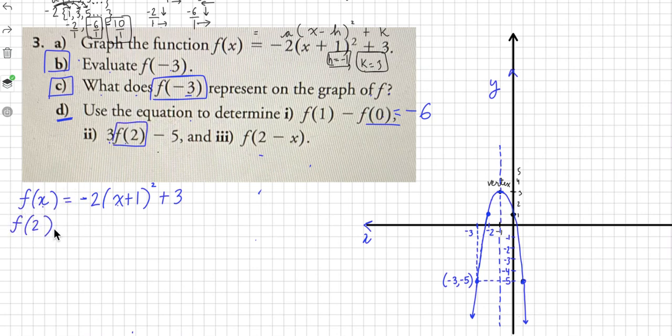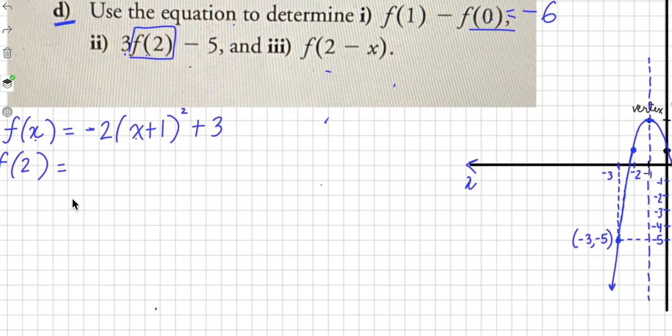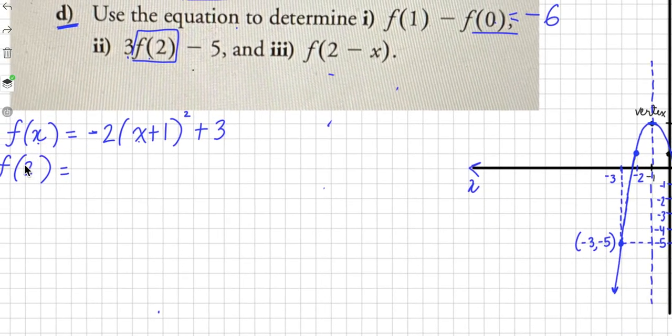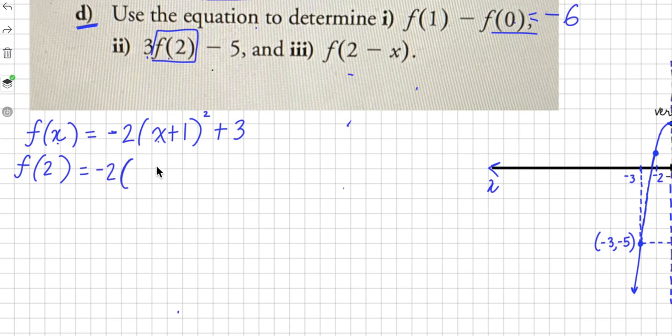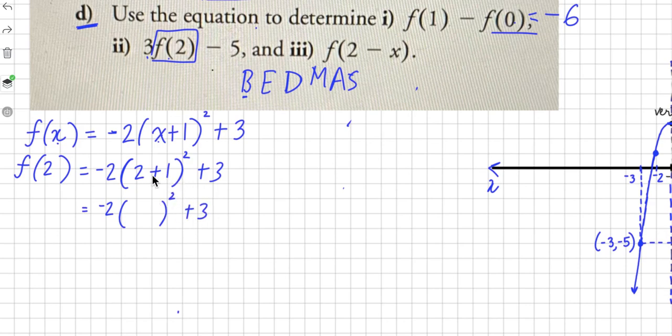F of 2. So the x is going to be replaced by 2. Wherever you see the x, it's going to be 2. So it's negative 2 brackets, x will be 2, plus 1 squared plus 3. To simplify this, we have to use BIDMAS. B first, that's solving the brackets. Negative 2 stays the same, then plus 3 squared. Solving the brackets, everything in the bracket, 2 plus 1 is 3. Done with that. Now solving the exponent, which is right over the 3 squared.